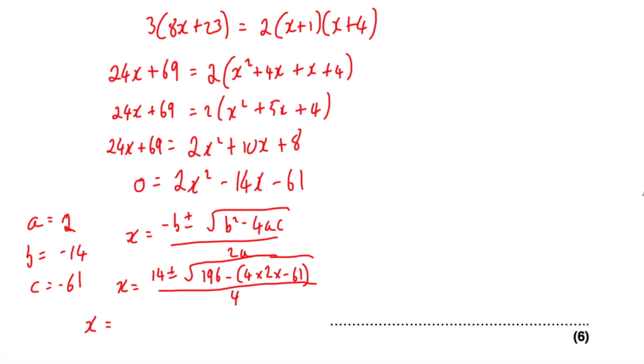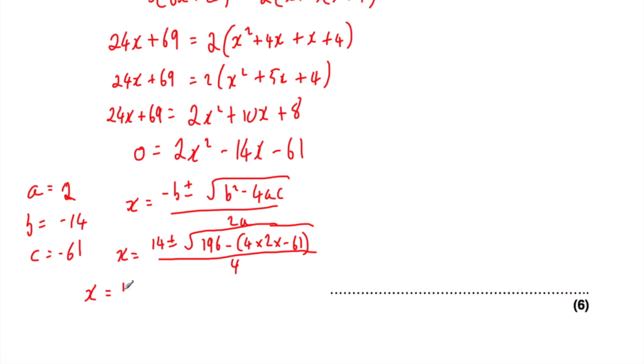X equals, we've then got 14 plus or minus the square root of, and I'm just going to work this part out in my calculator. I'm going to do 196 minus, and then in brackets, 4 times 2 times minus 61, and close brackets. That's equal to 684. And that's all divided by 4. Okay, now we're almost there.